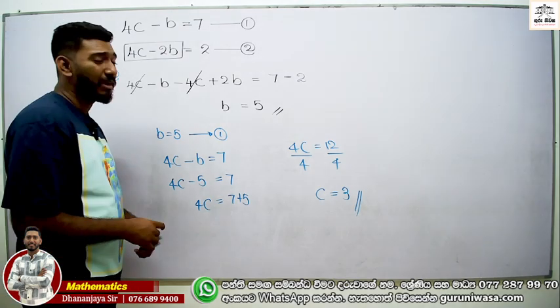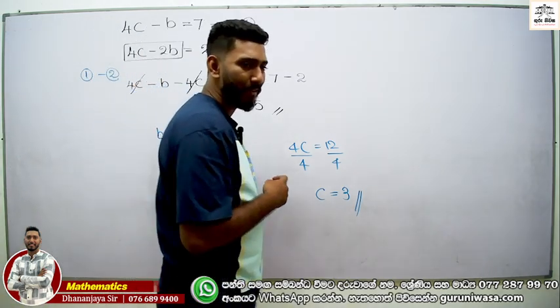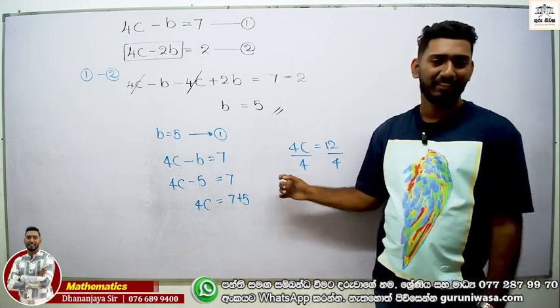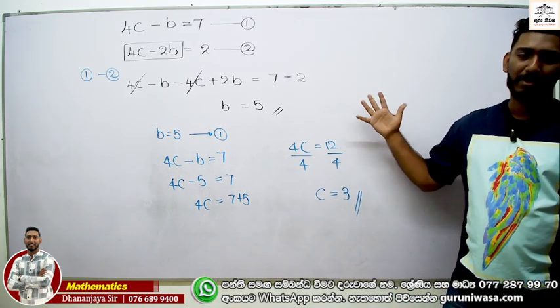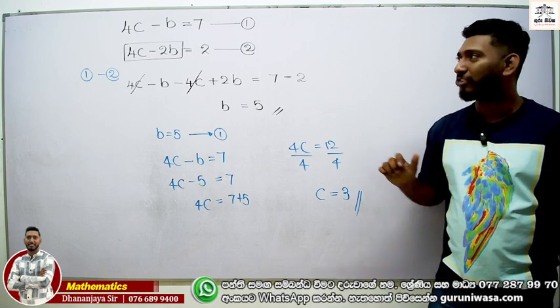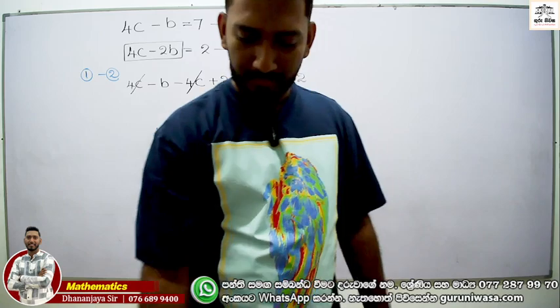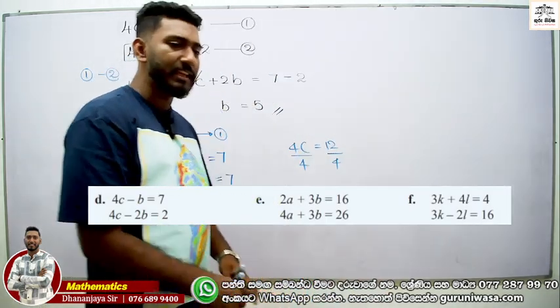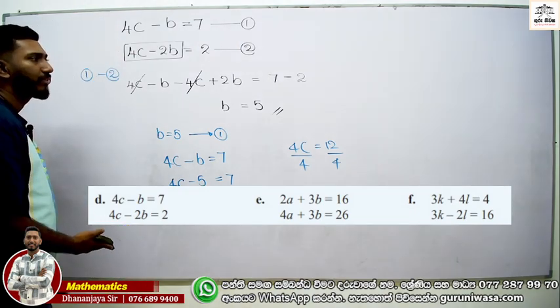Is that correct? Is it correct for everyone? Brianna and Hashini, Viduri, did you get the answer? This one is a simple trick. Yes, sir. Yeah, right. This one is a very simple thing, right? Now, the second one. Did everyone do it? Did you do B and E? 2a plus 3b or not?